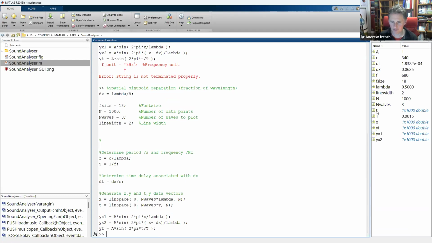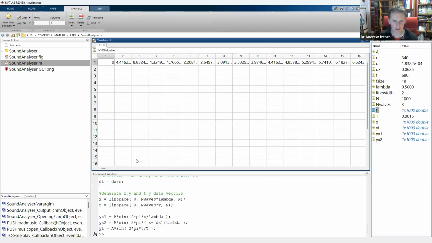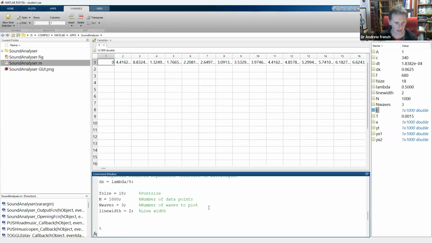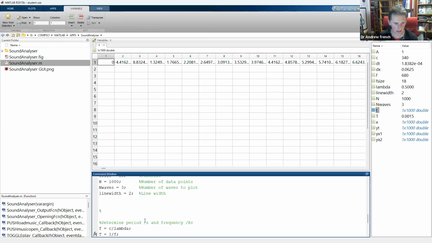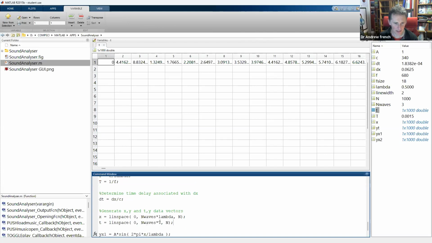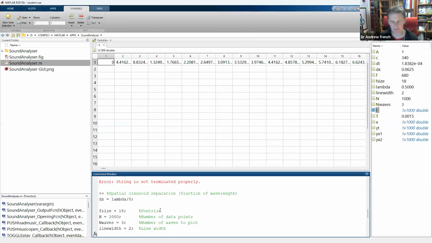So what I've got is an array of time. It looks like a spreadsheet. There we go. So that's time between 0 and how many periods I've set. Let's have a look. I've set my times to be, there we go, the number of waves times period, n waves, is 3. So 3 periods worth is my time array. And then I've got x, and that's my spatial extent. And then I've got my wave height itself.